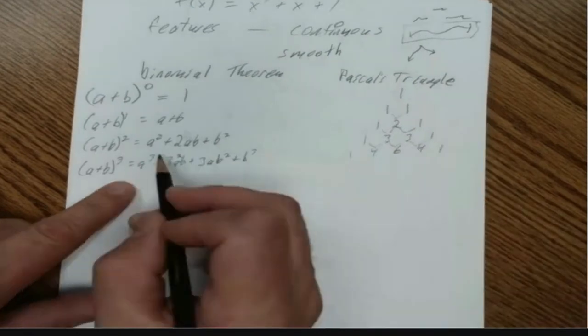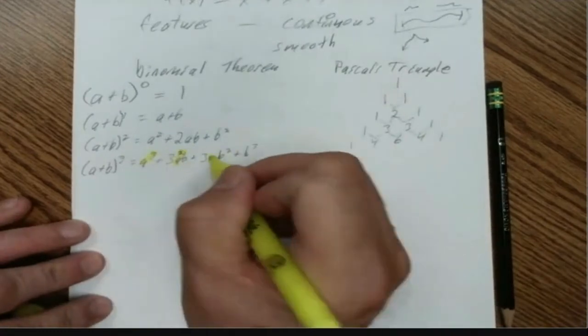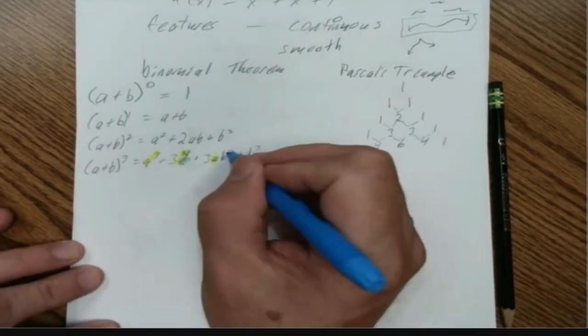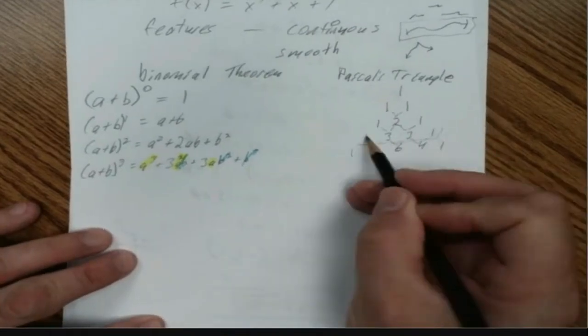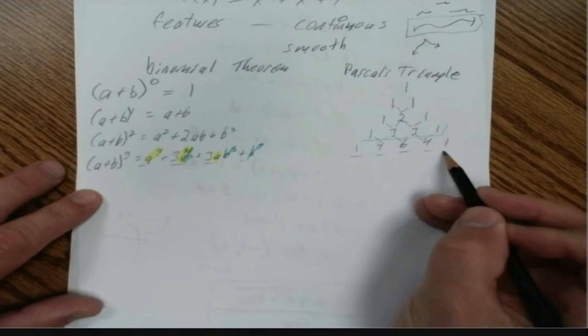See that pattern? You've got a to the third, a to the second, a, and then it's just 1 here. And b does just the opposite. Nothing there, b, b squared, b to the third. And then the coefficients are right here: 1, 3, 3, 1. That's the coefficients. If we did a to the fourth, the coefficients would be 1, 4, 6, 4, 1.